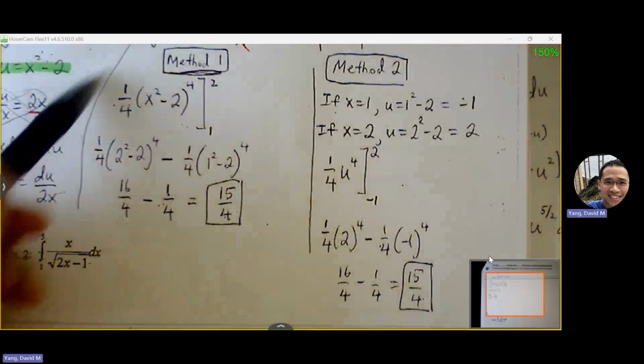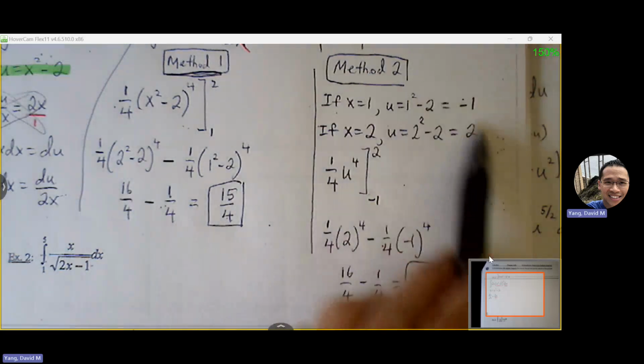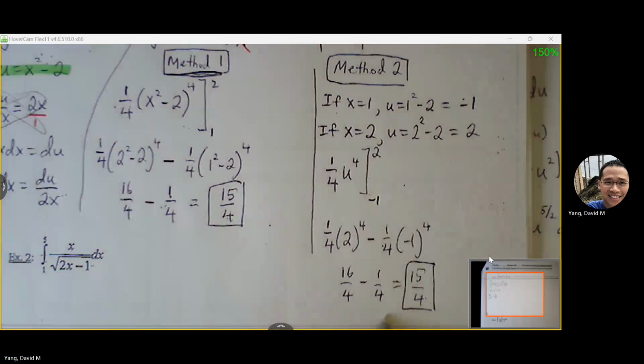So I understand this is the method that most students will prefer. It just feels more straightforward, everything in terms of x. But we also need to be familiar with this as well. Everything in terms of u.